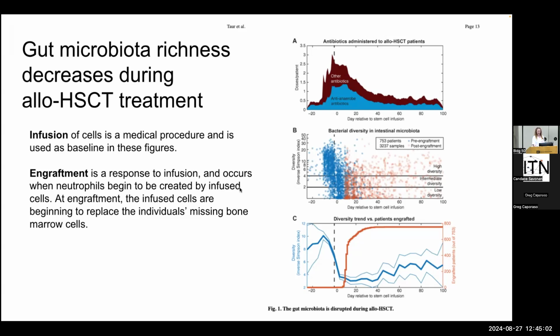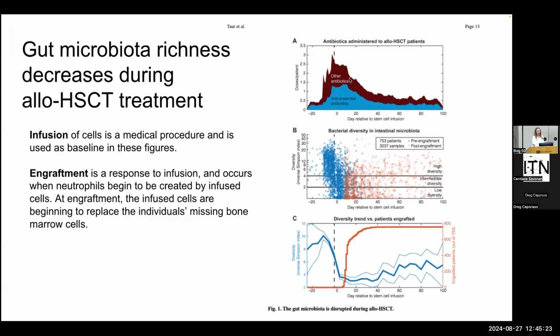So let's go over these graphs. We have A here, and this is going to be the doses relative to the stem cell infusion days. We can see that they start their medications and they peak right before day 0.